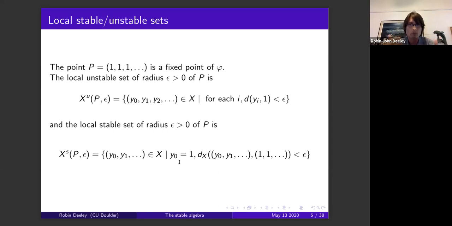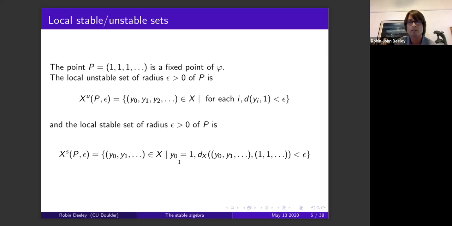And now to think about why we would call this the stable set, let's think about what happens when we apply the map to points in this set. Well, we apply it once, and instead of points both being 1 at the 0th coordinate, they'll agree at the 0th and the first coordinate, the way we've defined this map, right? And I keep applying the map and they'll agree on a larger and larger sequence. And so they're getting closer and closer and closer to this point, all ones. So that's how we see that this is really a contracting action that we're seeing in that local stable set.